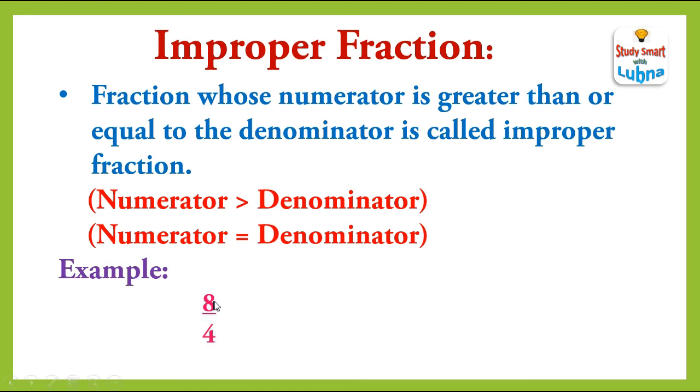Here the numerator 8 is greater than the denominator 4. Numerator again 13, which is greater than denominator 10. In the third example, the numerator is equal to the denominator. And in the last example, again the numerator and denominator are both equal to each other. So these types of fractions are called improper fractions.